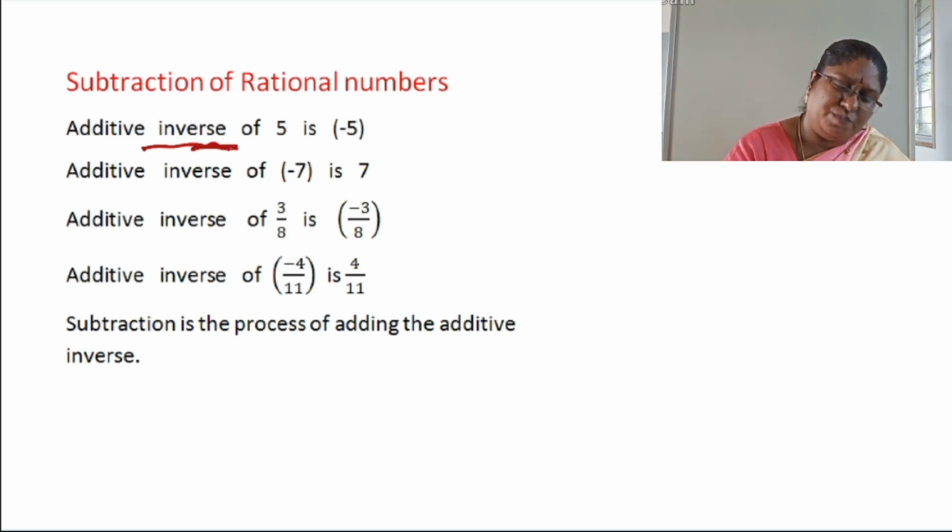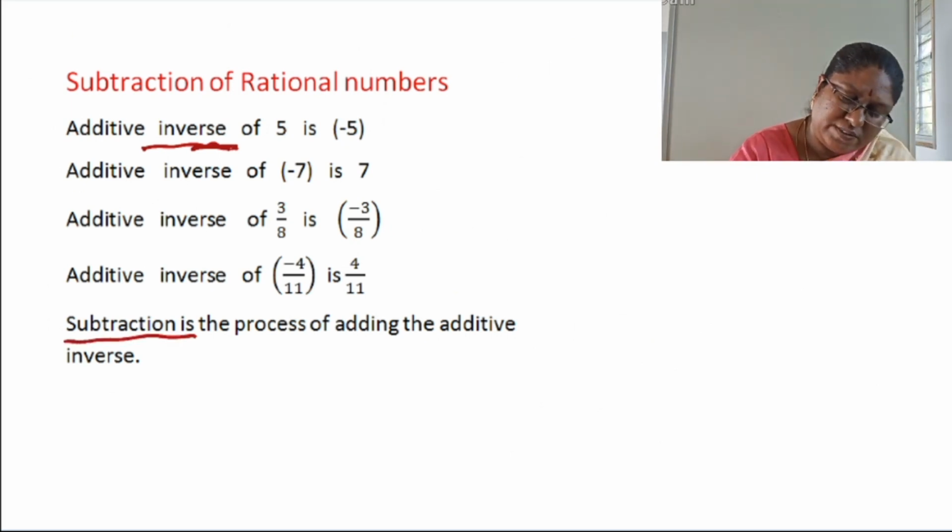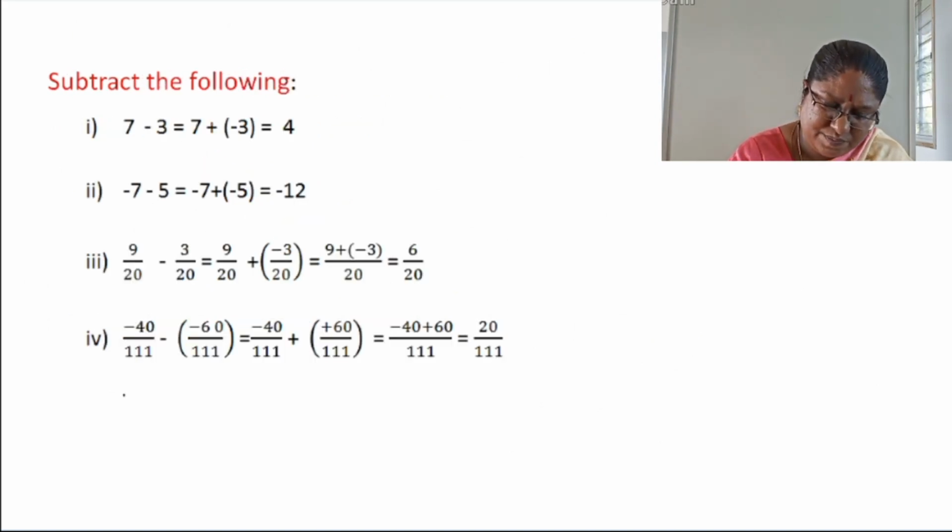So the additive inverse of minus 7 is which one? Plus 7. Like this, if you have a plus number in the question, you can change it to minus, or a minus number you can change it to plus. So subtraction is the process of adding the additive inverse. Instead of the subtraction symbol, subtraction becomes plus and the second number changes its sign. For this, shall we see some sums?